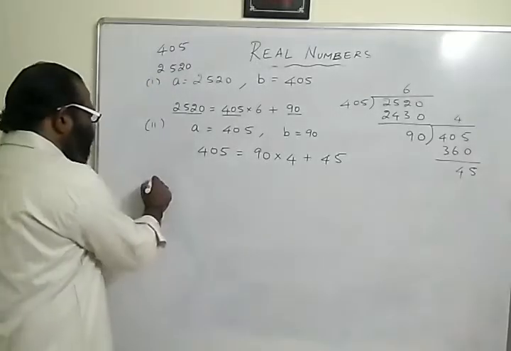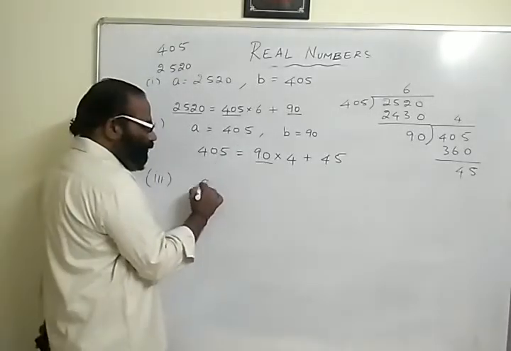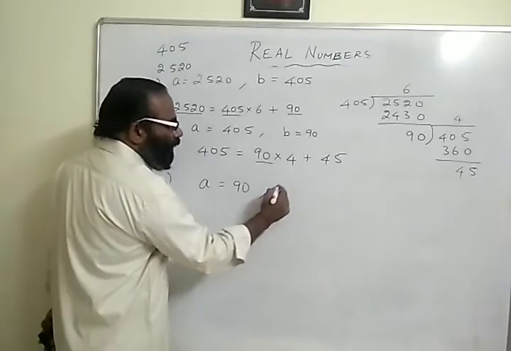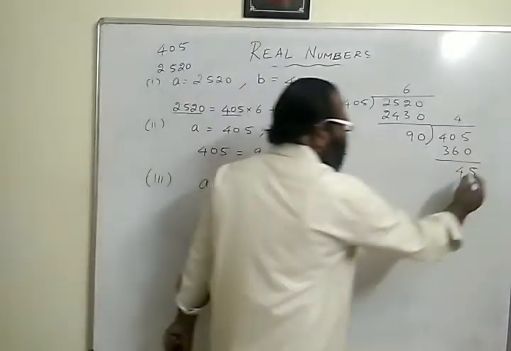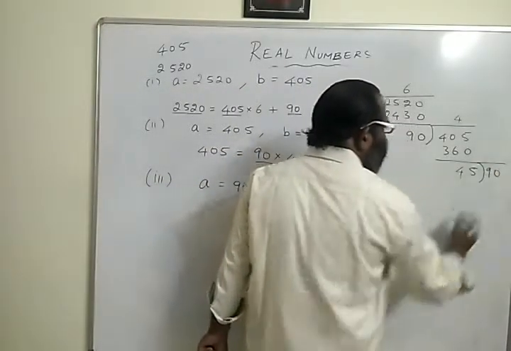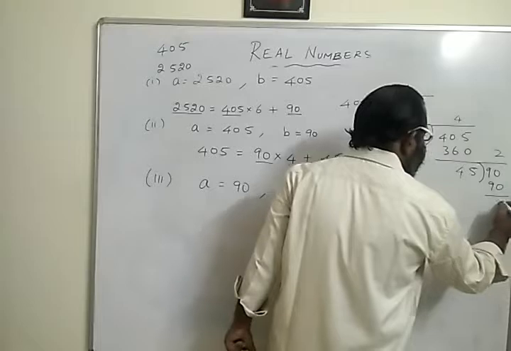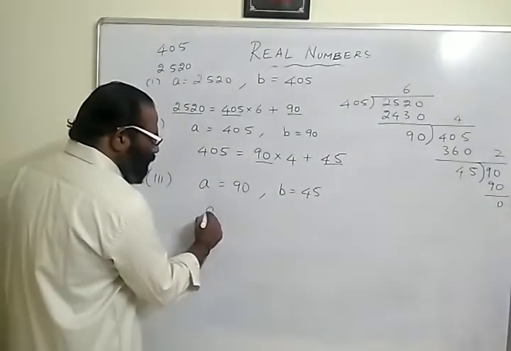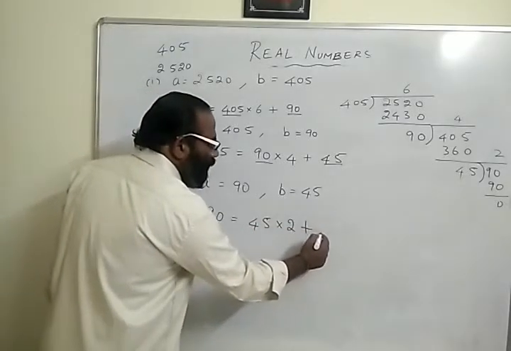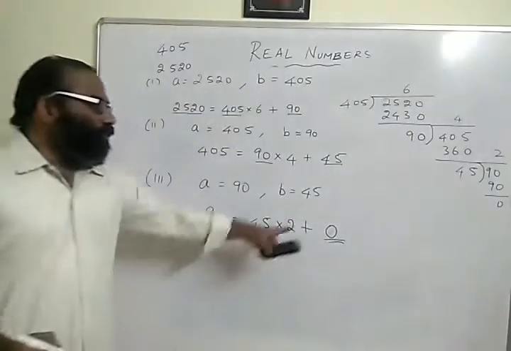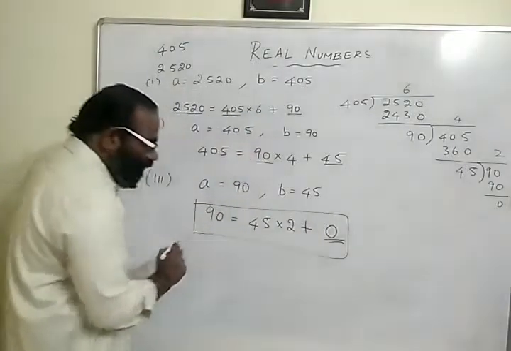Now in the next step, again the same approach. The B becomes the A. So A is equal to 90 and B is equal to 45. 45 2s are 90. So I can write it as 90 equals 45 into 2 plus what is left? 0. Now the remainder has become 0. At this stage we need to stop. We don't need to go further.